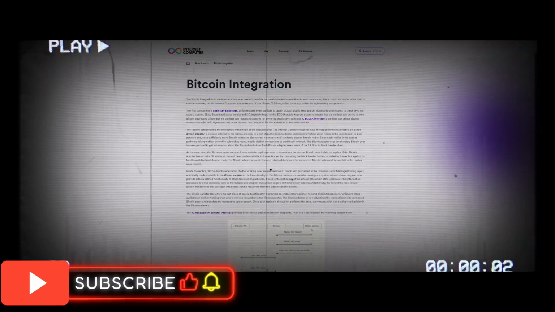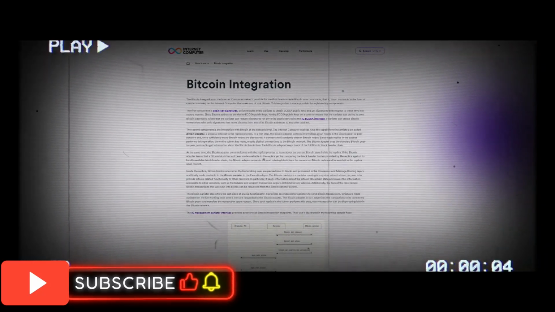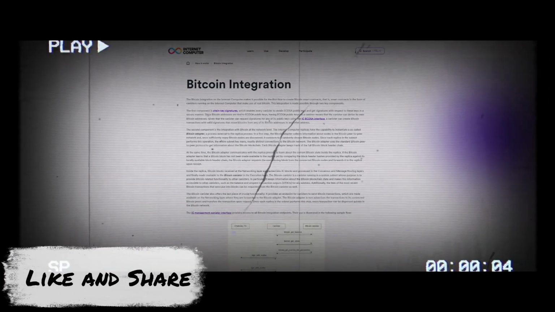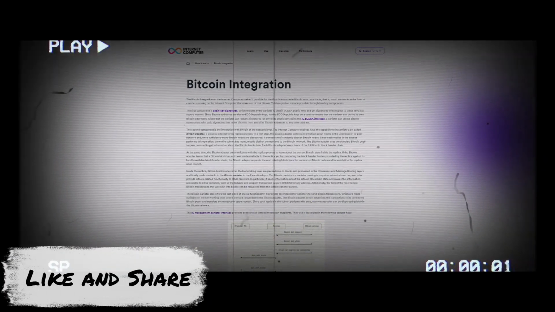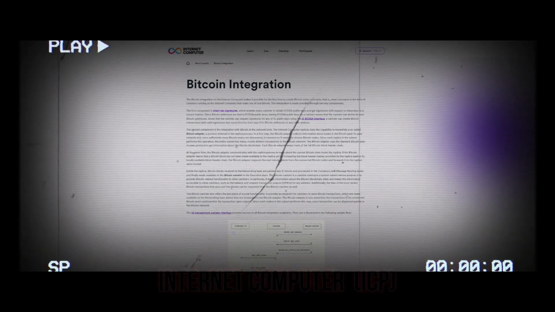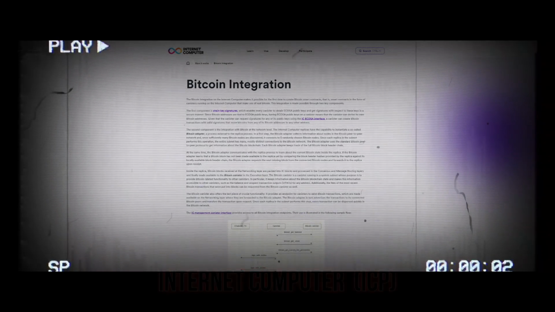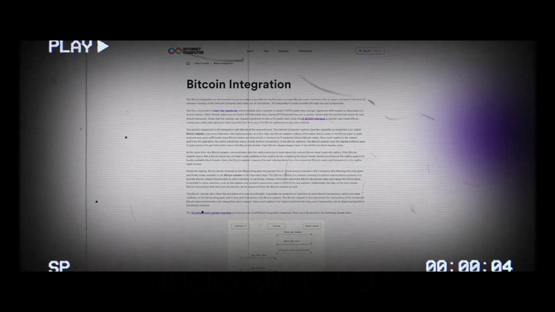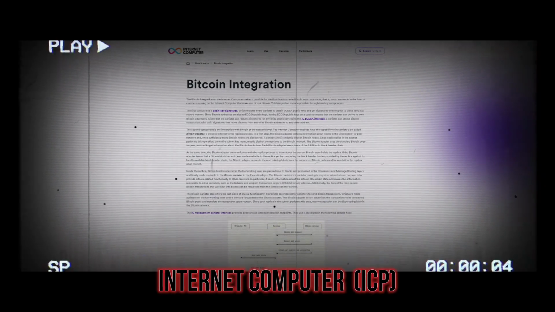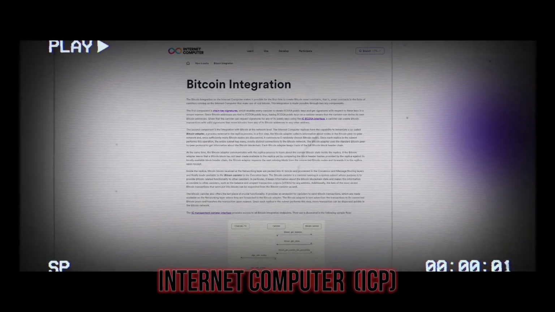Bitcoin integration. The Bitcoin integration on the Internet Computer makes it possible for the first time to create Bitcoin smart contracts, that is, smart contracts in the form of canisters running on the Internet Computer that make use of real Bitcoin. This integration is made possible through two key components. The first component is chain key signatures, which enables every canister to obtain ECDSA public keys and get signatures with respect to these keys in a secure manner.